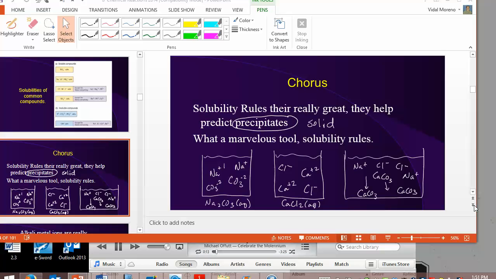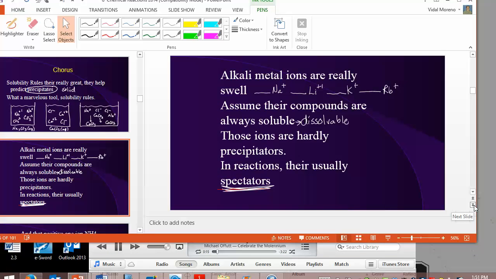Solubility rules. Alkali metal ions are really swell.